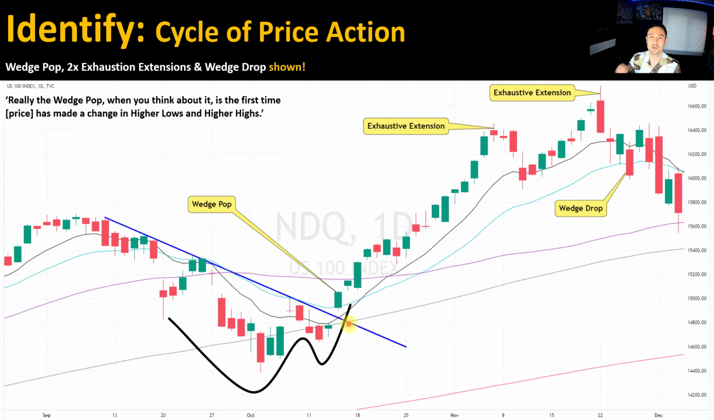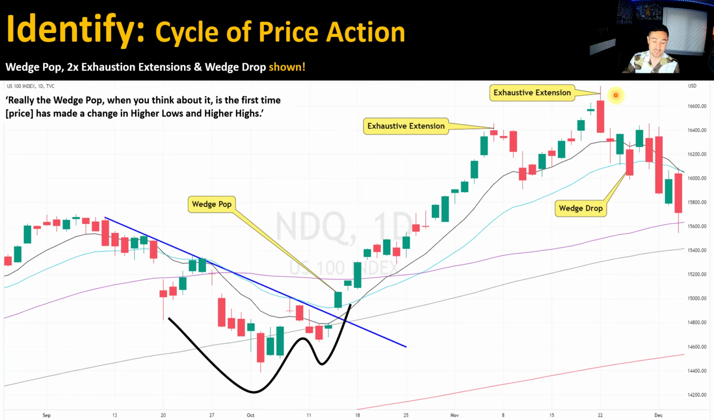So do you see the commonality here, the repeatable nature of invariably before the wedge pop, there's a higher low. So price puts in a higher low, then makes the wedge pop. So see here, this here is a structural higher low relative to this low here. And then here is the exhaustion extension.